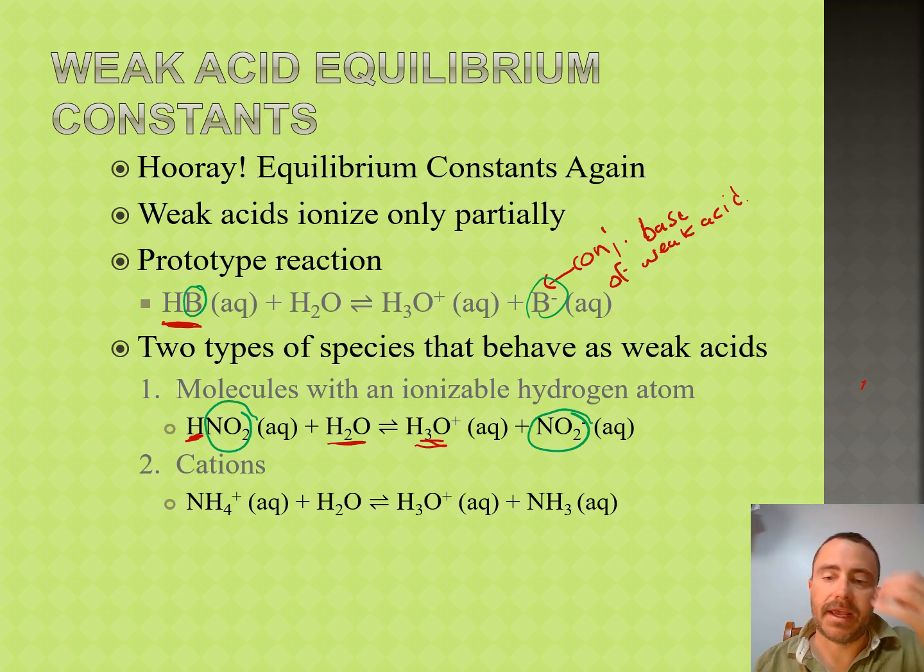Cations can also behave as weak acids, and it depends on the cations. By the end of the chapter we're going to know which cations do, but one of the main ones that we're going to see is the ammonium cation. The ammonium cation can donate a proton and give that to the water so that the water becomes the hydronium cation, and then the NH4 plus, having lost a proton, is now just NH3, and that's the conjugate base of the weak acid NH4 plus.